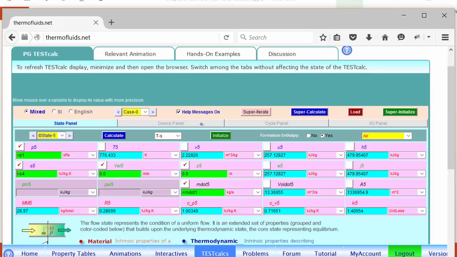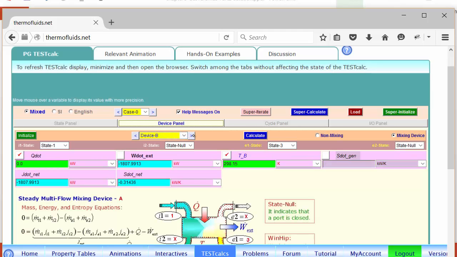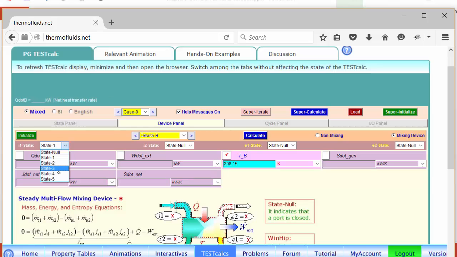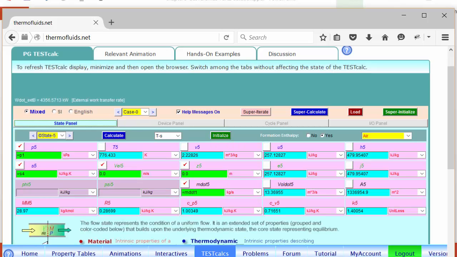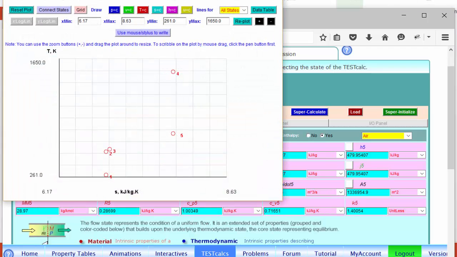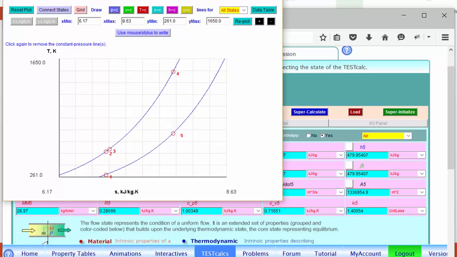Let's find the turbine work. Let's call it device B. Turbine inlet is state 4 and turbine exit is state 5. No heat transfer, and work is calculated to be 4356. Just to make sure, let's do a TS diagram again. If TS is already selected, if you click the calculate button, the graph will show up. Constant pressure lines, again it makes sense. 4 to 5 should be isentropic, and 4 and 5 are vertically aligned as expected.